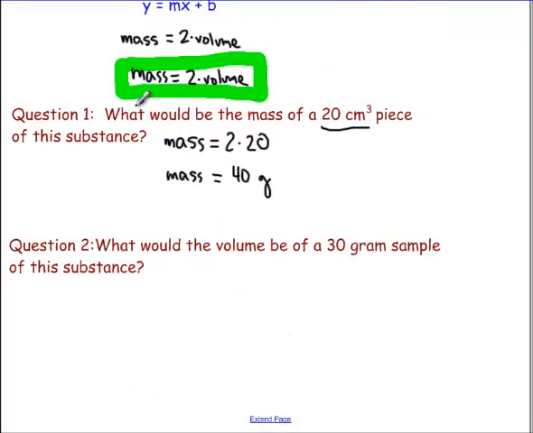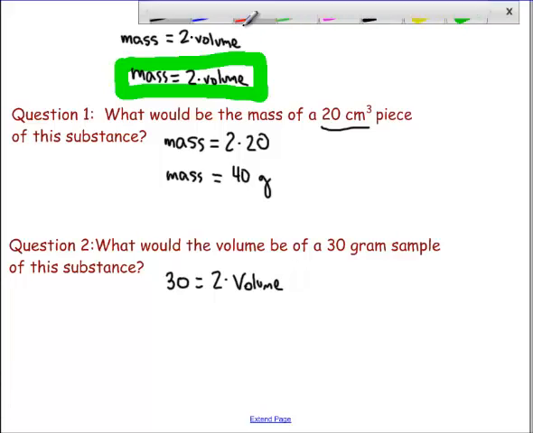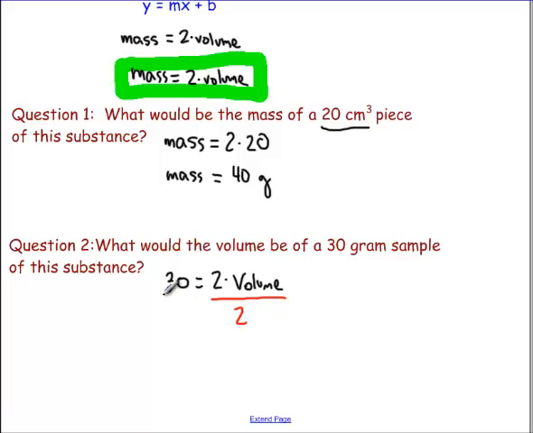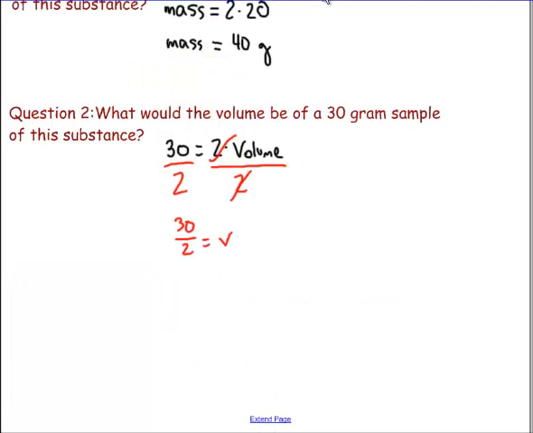Let's do another example where we're extending this formula, the slope-intercept formula. What would the volume be of a 30-gram sample of this substance? Well, this time we're given the mass, so the mass is 30. We still know the slope, or the density, is 2, and now we're trying to solve for the volume. We're trying to solve for V, or volume. What we need to do is get that volume variable by itself. So we divide both sides by 2 so that the 2's cancel out, and we're left with 30 over 2 equals the volume.